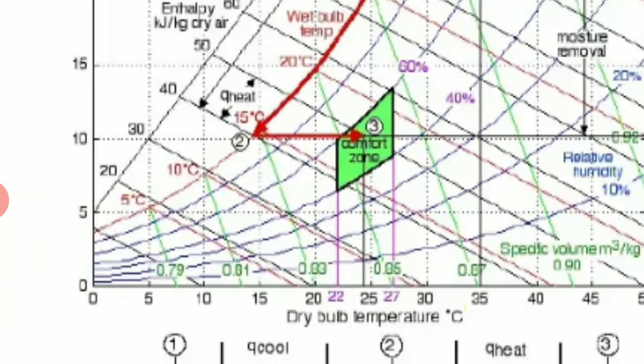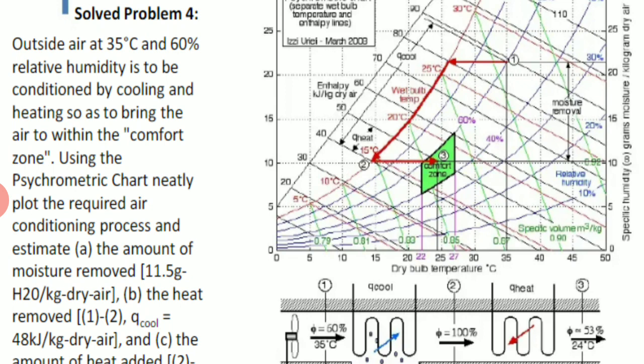My problem says first I have to cool it, then heat up to the comfort zone conditions. Up to the comfort zone only, that heating process has to be done. This is the condition. So the first condition is cooling, next is heating up to the comfort zone. Using the psychrometric chart, we have to obtain the values.